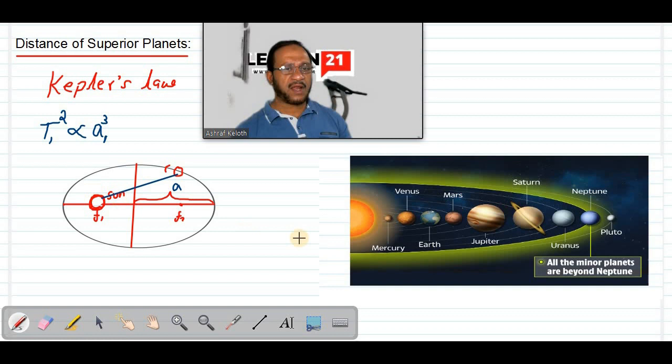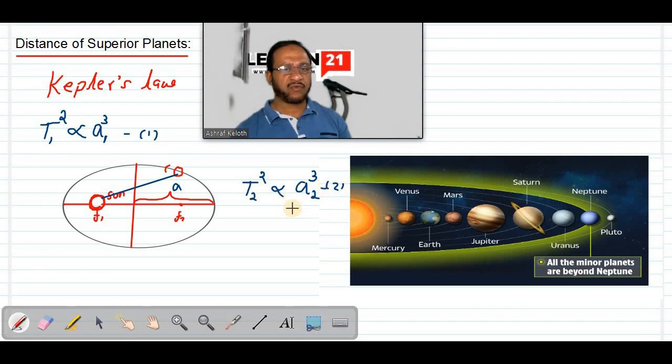Suppose we have one more planet that has time period T2. We calculate the time period by observing the planet every day, and we can find it by watching the sky. But we don't know its distance. What is the distance of that planet from the Sun? A2 we don't know. Now we have two equations. Suppose I take this as equation 1, this is 2.